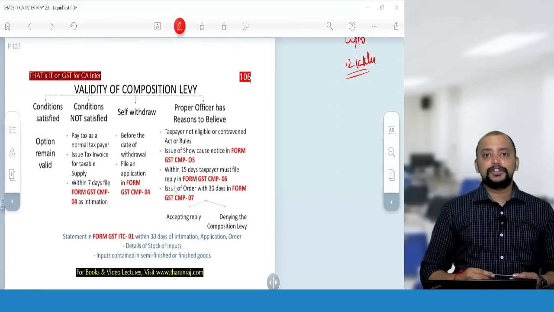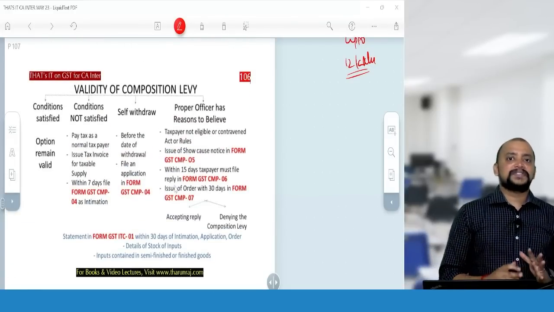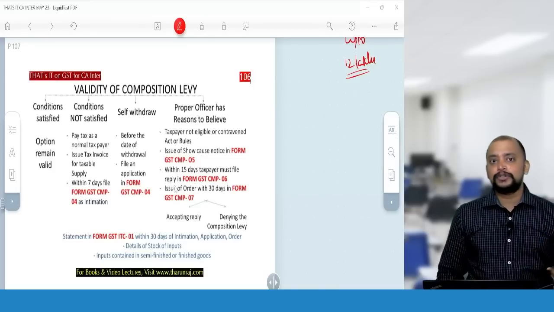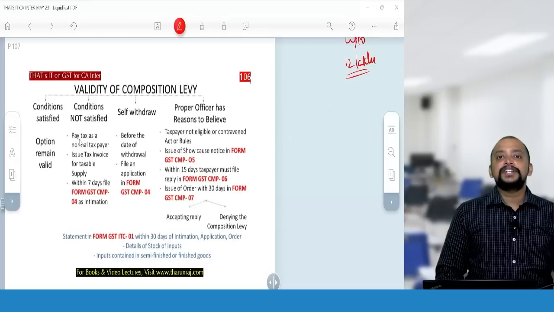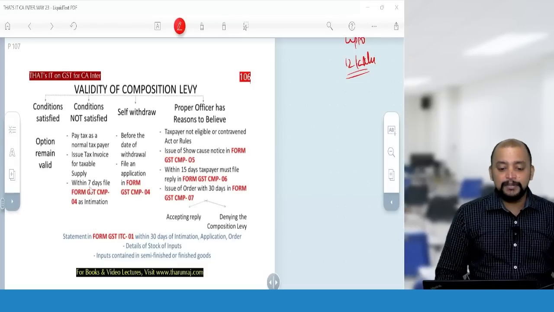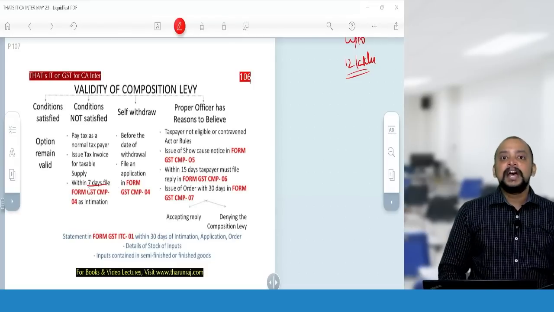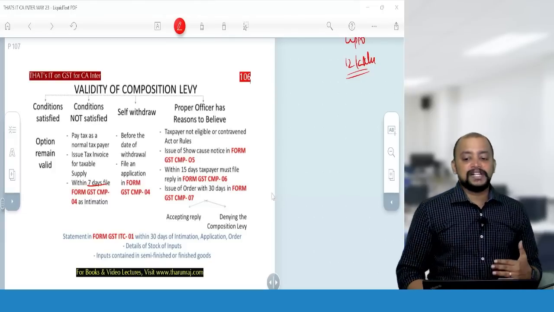And as for the validity of the composition scheme, if all the conditions are satisfied, the option remains valid and we don't have to make any intimation. Suppose the conditions are not satisfied, we need to exit from the composition scheme, and we have a grace period of 7 days. And to exit from the composition scheme, we need to file CMP-04.